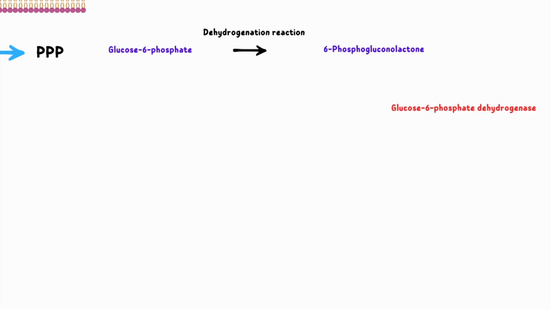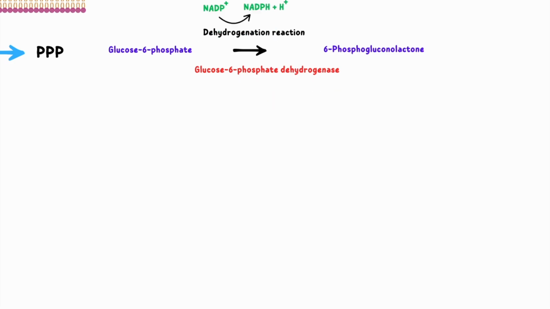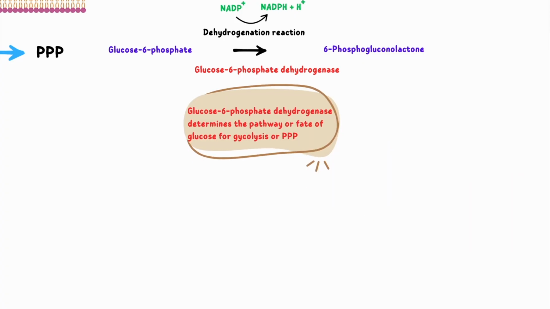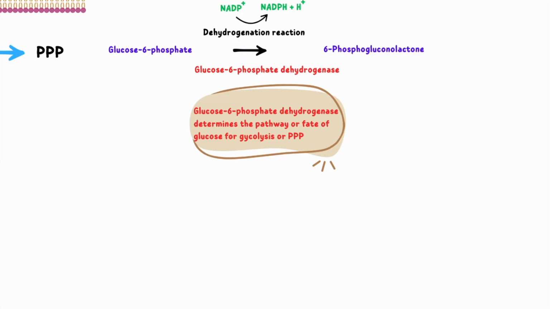The first step of the pentose phosphate pathway is also a rate limiting step of the entire pathway. Here glucose 6-phosphate undergoes dehydrogenation reaction to produce 6-phosphogluconolactone with the help of enzyme glucose 6-phosphate dehydrogenase, and in this process a molecule of NADPH is also produced. This enzyme glucose 6-phosphate dehydrogenase is a very important enzyme. It determines the fate of the glucose 6-phosphate, whether it will go to glycolysis or it will continue to pentose phosphate pathway.